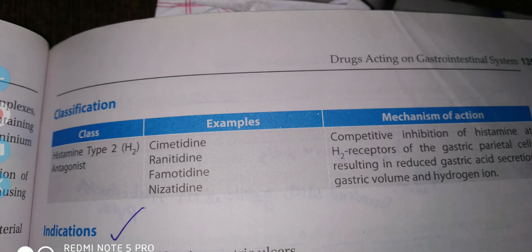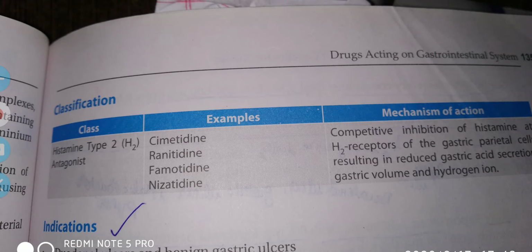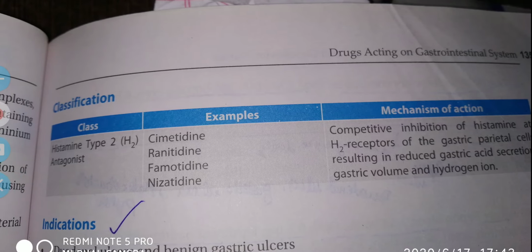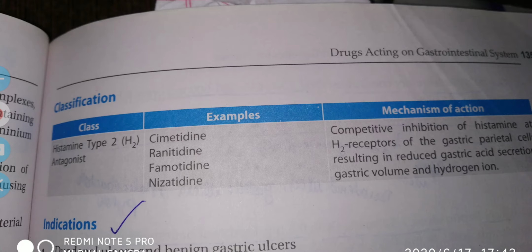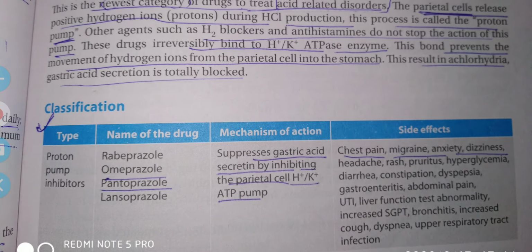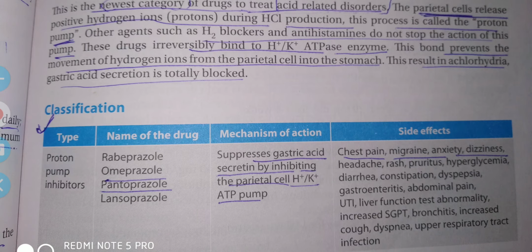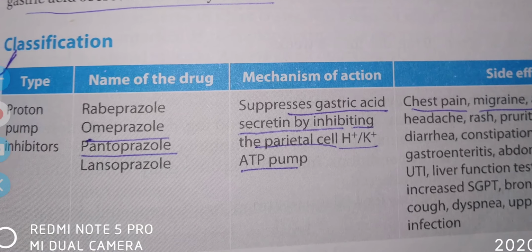The classification is histamine type 2 antagonist. There is only one class, histamine type 2, H2 antagonist, and the drugs are cimetidine and ranitidine. The mechanism of action is the same for each and every one. That is the competitive inhibition of histamine at the H2 receptor of the gastric parietal cell, resulting in reduced gastric acid secretion, gastric volume, and hydrogen ion. Then we are going to discuss the proton pump inhibitors. There I gave you two examples, omeprazole and pantoprazole.